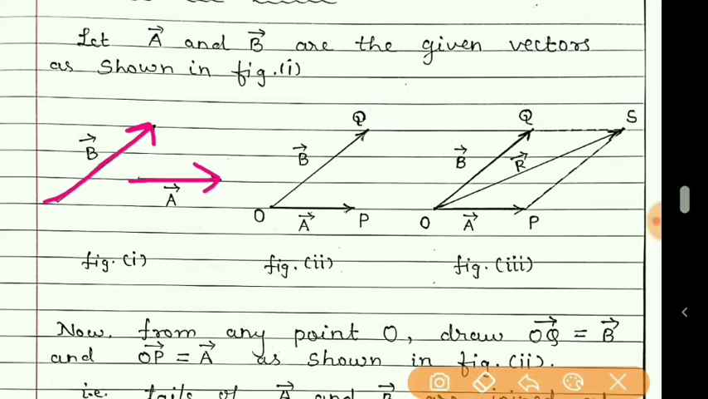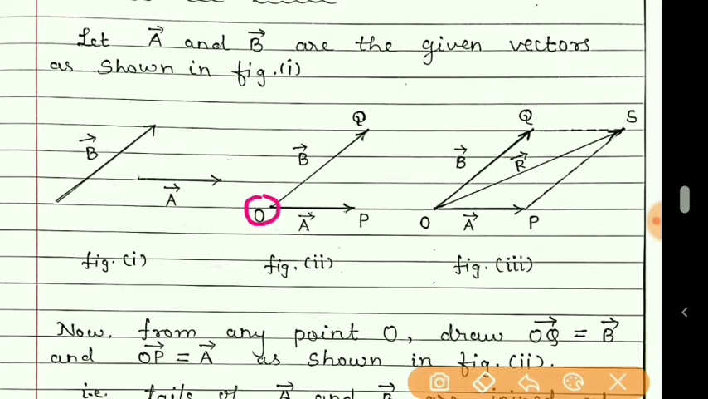So here we have taken vector A, which is represented by vector OP. Vector A is equal to vector OP. Similarly, vector B is vector OQ. Now you can see the tails of both these vectors A and B are connected at the common point O.